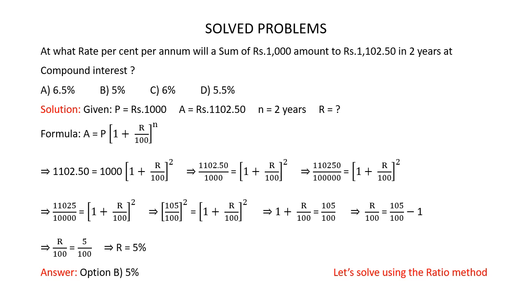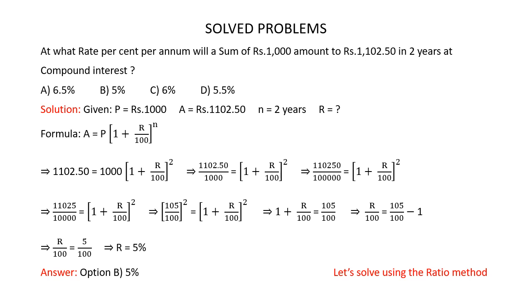Now the formula to find the amount when interest is compounded annually is A is equal to P multiplied by 1 plus R by 100 raised to the power n. Now substituting all the given values in the formula here, we get 1102.50 is equal to 1000 multiplied by 1 plus R by 100 raised to the power 2. Now when you move the 1000 to the left hand side, we get 1102.50 divided by 1000 is equal to 1 plus R by 100 the whole squared.